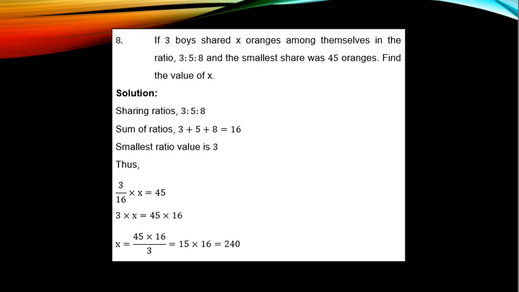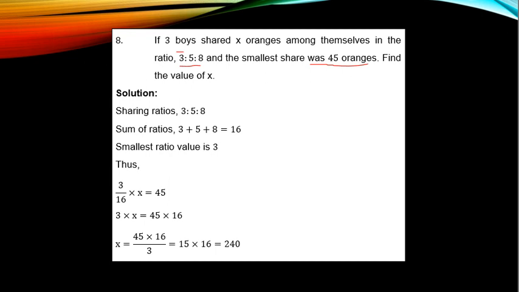Example 8. If 3 boys shared S oranges among themselves in the ratio 3:5:8, and the smallest share was 45 oranges, find the value of S. Now from this question, what gave this smallest share of 45 oranges is the smallest ratio 3. That is just the meaning.